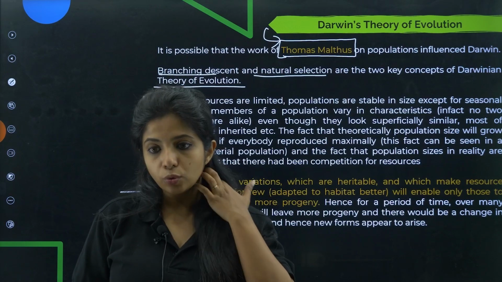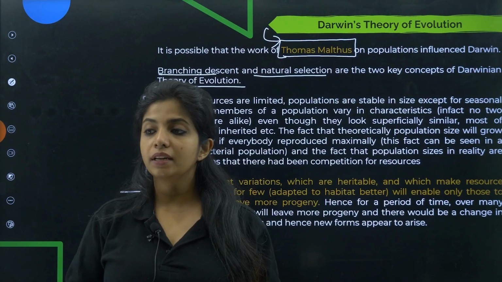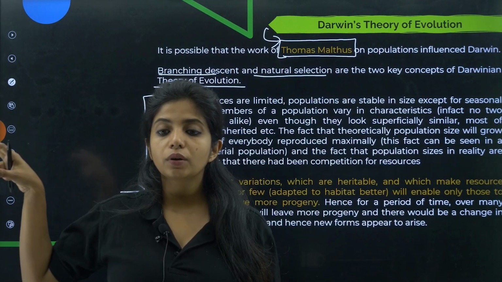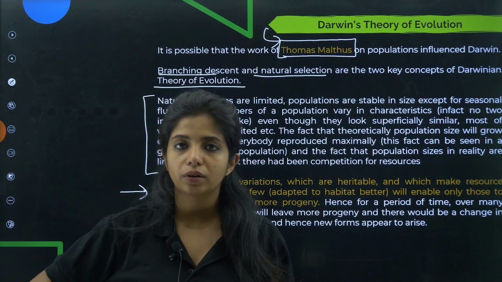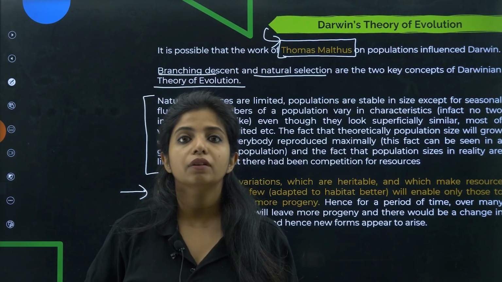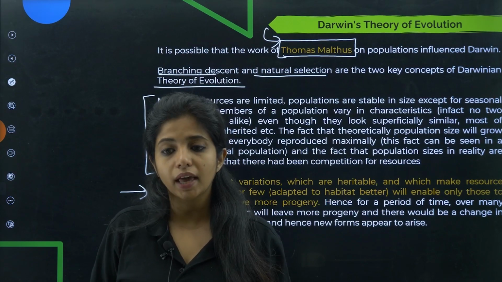And then natural selection, you know that nature is the one. For example, in nature you find that one particular character is making that organism able to survive in that particular habitat. Then that particular character will be selected. Okay, that particular character will be selected.